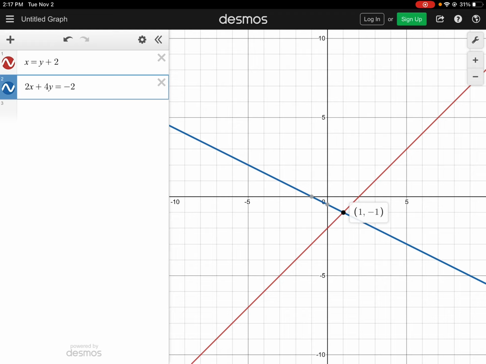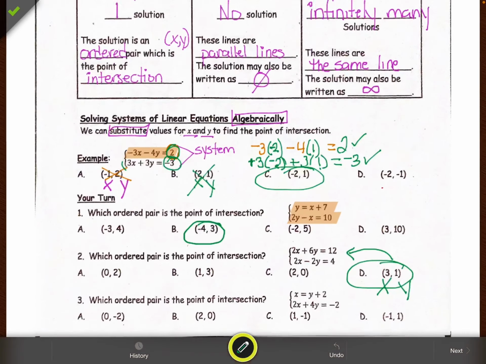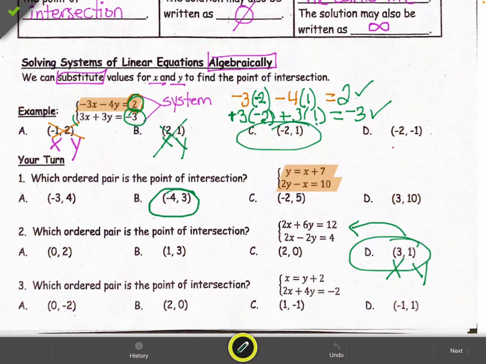And again, that means when you plug in x equals 1 and y equals -1 into both of your equations, it works for both. So we pop back over here, and which one is correct? (1, -1). Be very careful. Okay. C and D are very similar. You have to pay attention and make sure you choose the right answer.